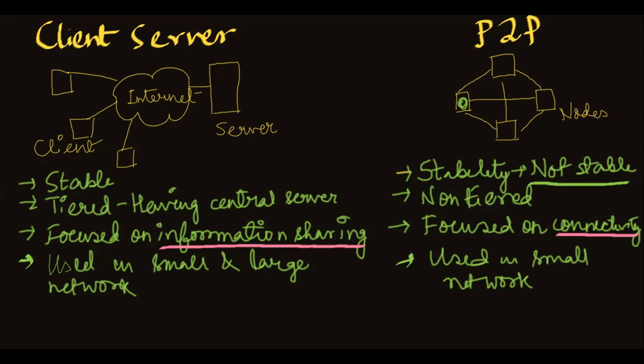In general, I have seen this: if I just Google the question of which architecture is better, maximum answers say both client server and P2P are good. Both have some advantages and disadvantages, right? This is the advantage of P2P, and these are disadvantages of P2P. In a small network, it is working fine. Stable is very good. These are also advantages. Mostly we are using client server.